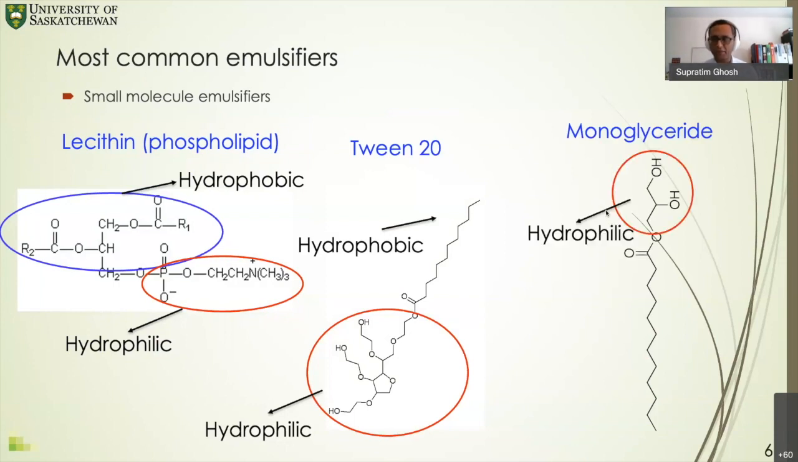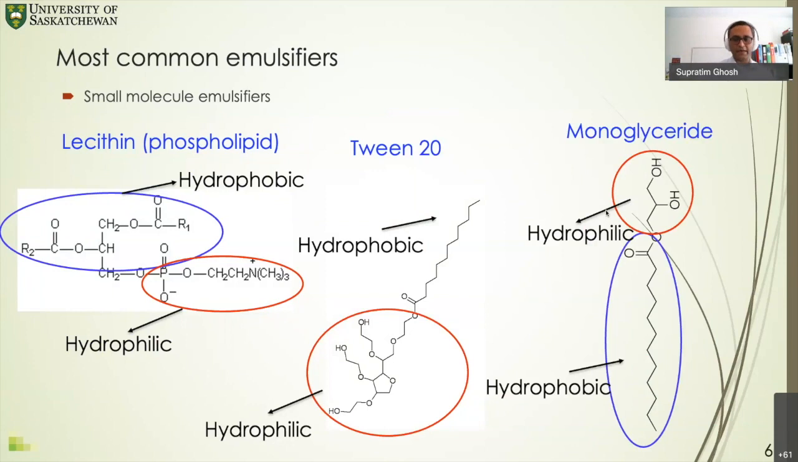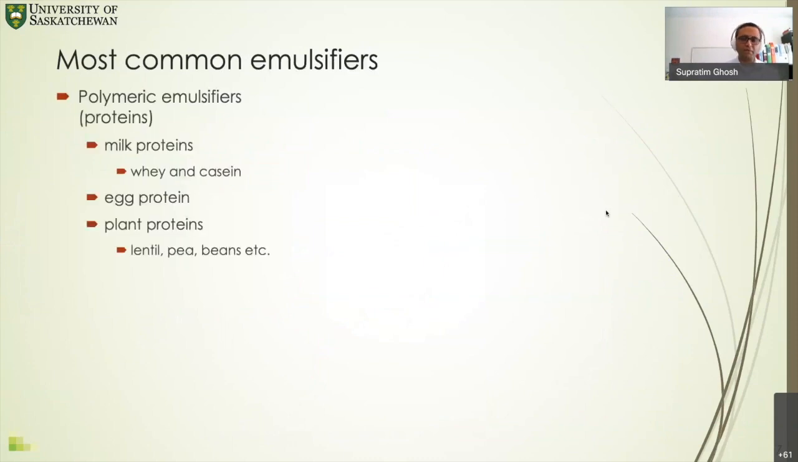So similarly, they have a hydrophilic part, the triglycerol part, and then the fatty acid part, the hydrophobic part. So these are small molecule emulsifiers. But in this talk today, we are mostly interested in protein, right? Proteins we can call polymeric emulsifiers.